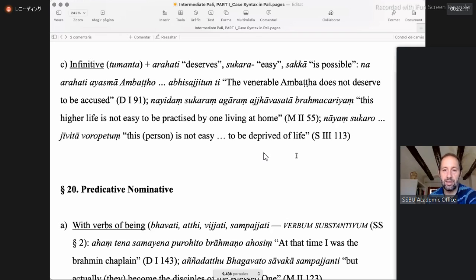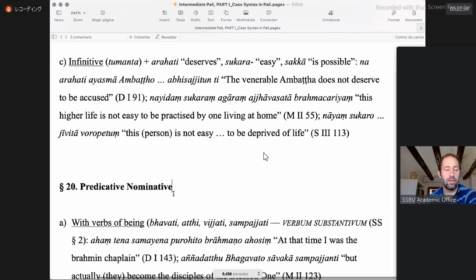So these examples here, and then nayam sukaro jivitavoropetum with an infinitive. So the infinitive is the subject of the sentence. So na ayam jivitavoropetum sukaro hoti. We have to understand hoti. See that in English we are using 'is.' That means hoti.